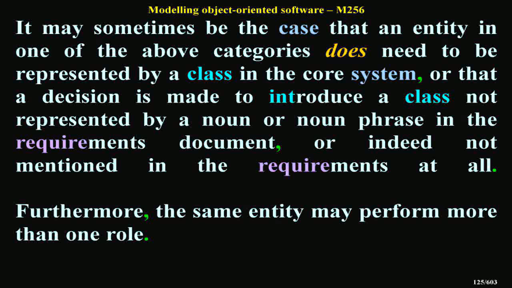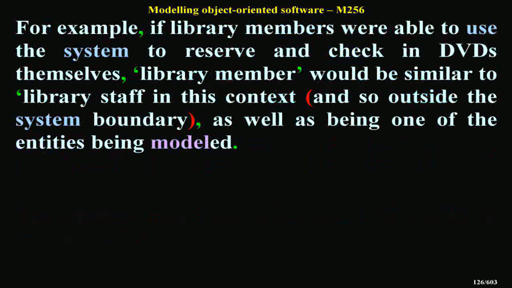Furthermore, the same entity may perform more than one role. For example, if library members were able to use the system to reserve and check in DVDs themselves, library member would be similar to library staff in this context and so outside the system boundary, as well as being one of the entities being modeled.